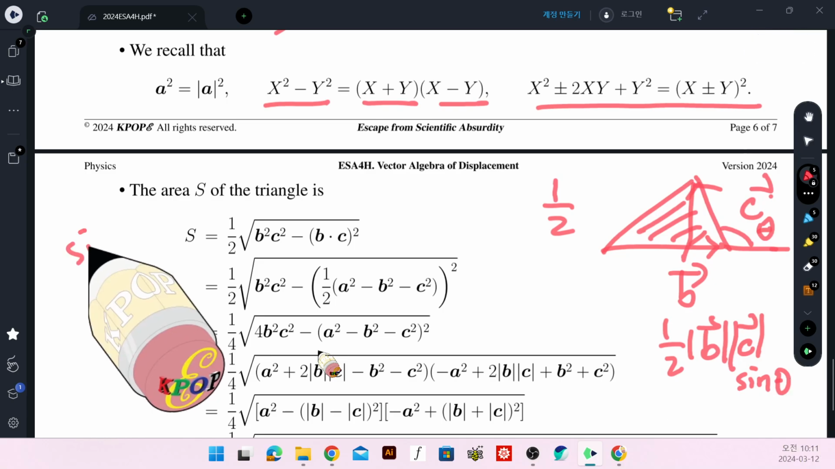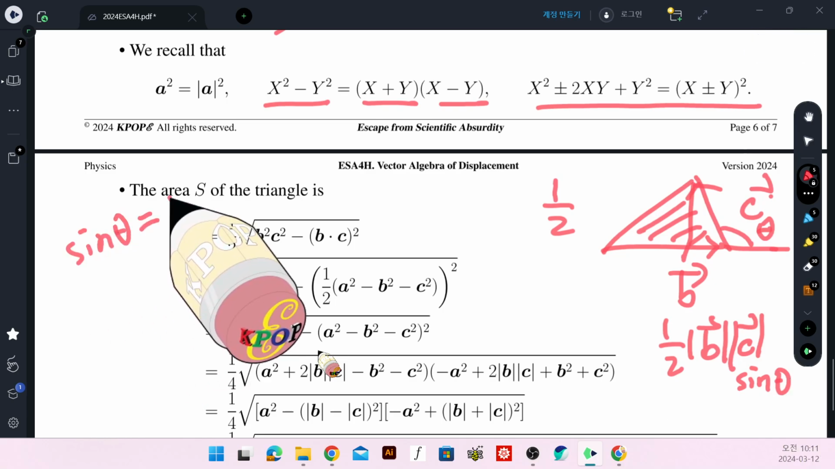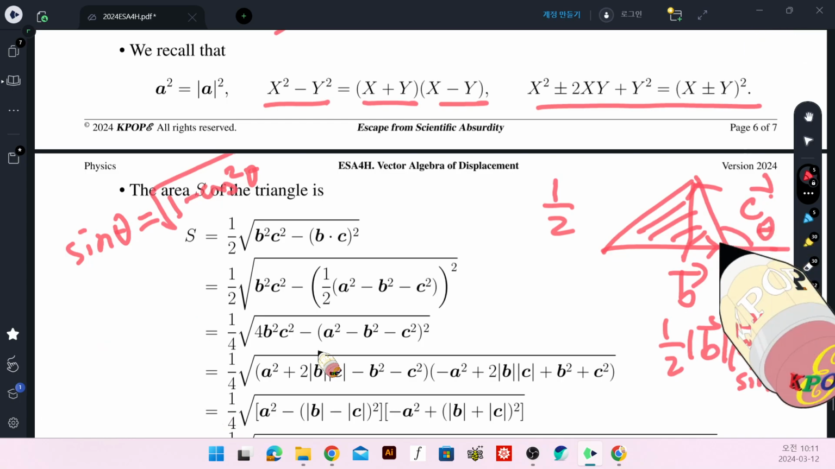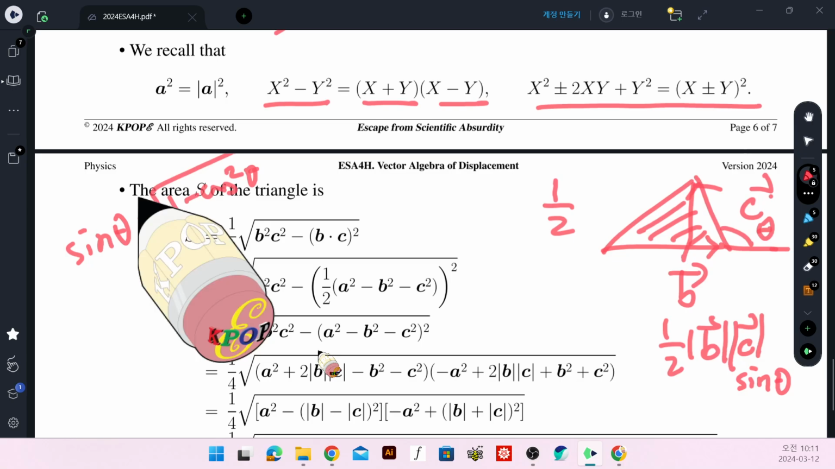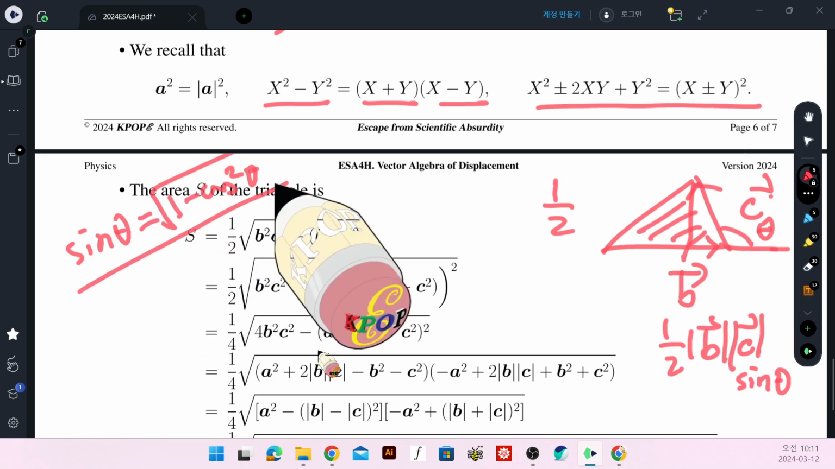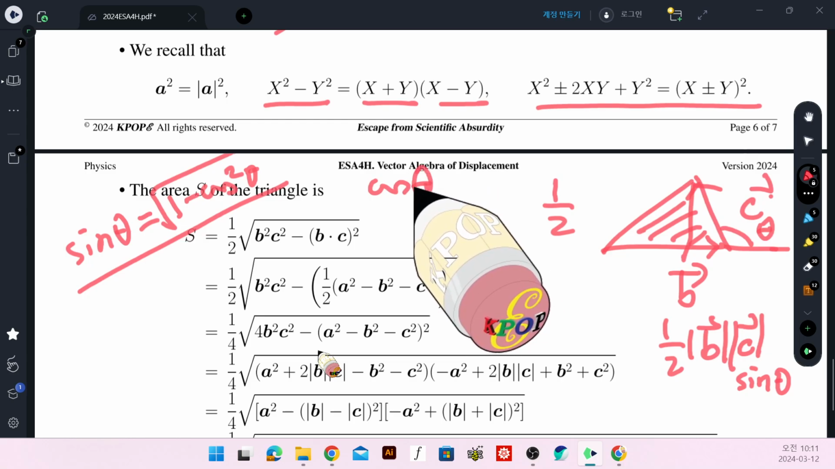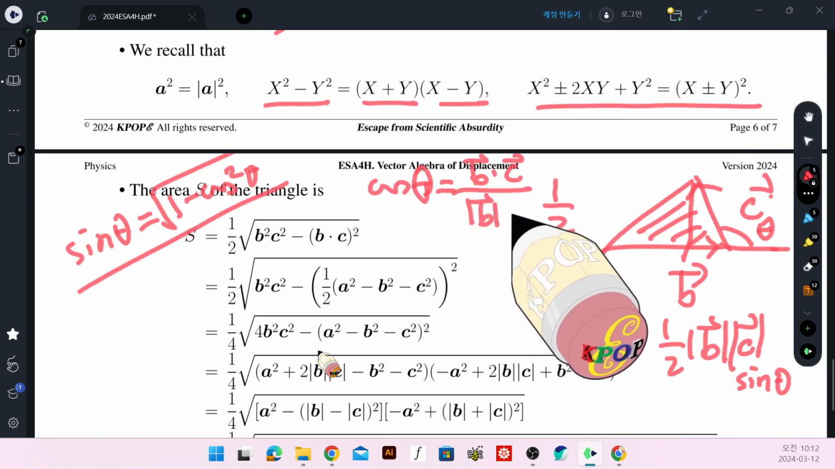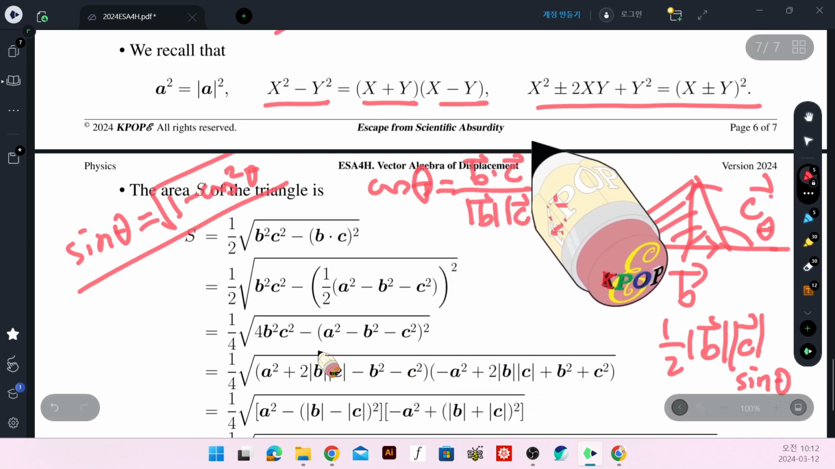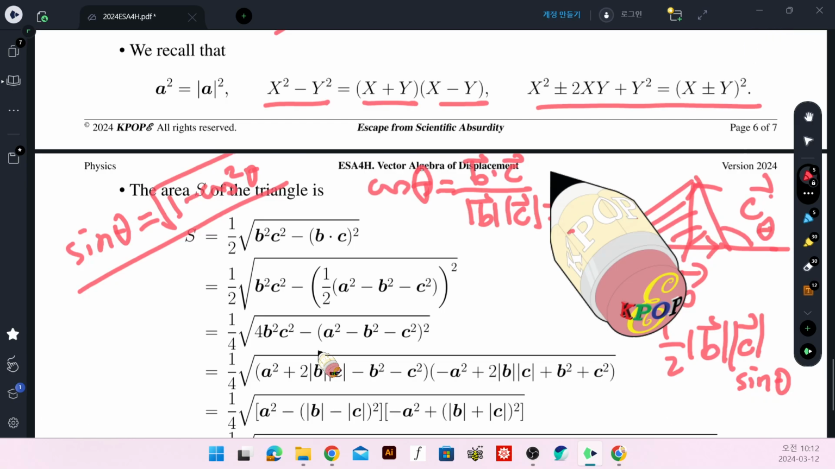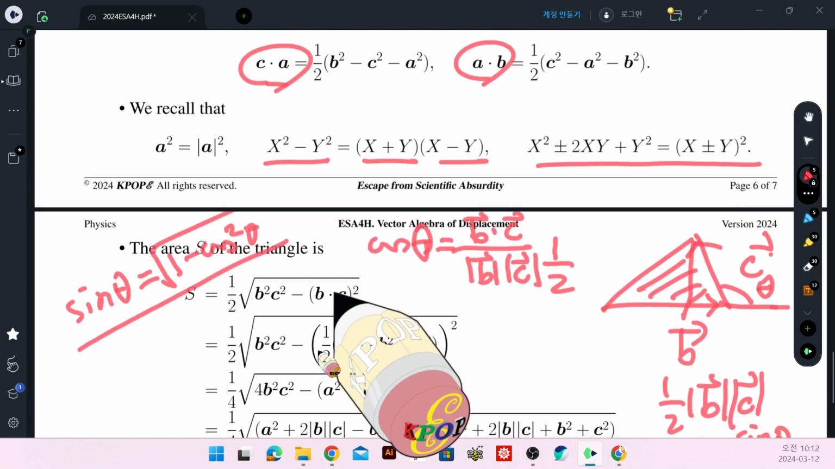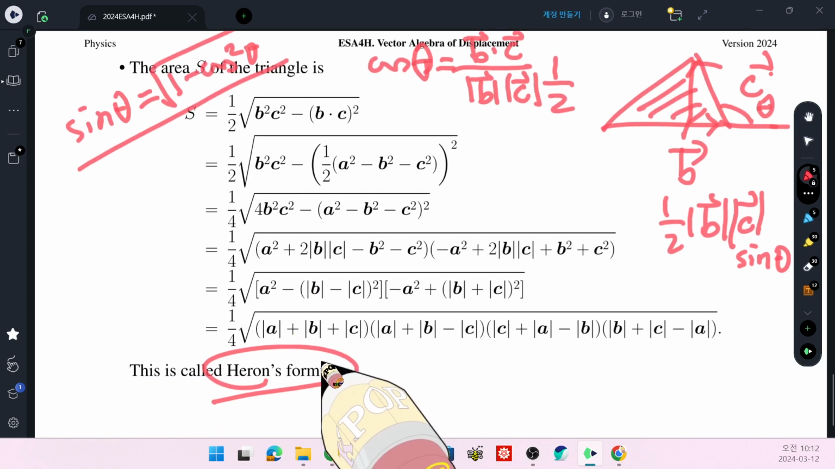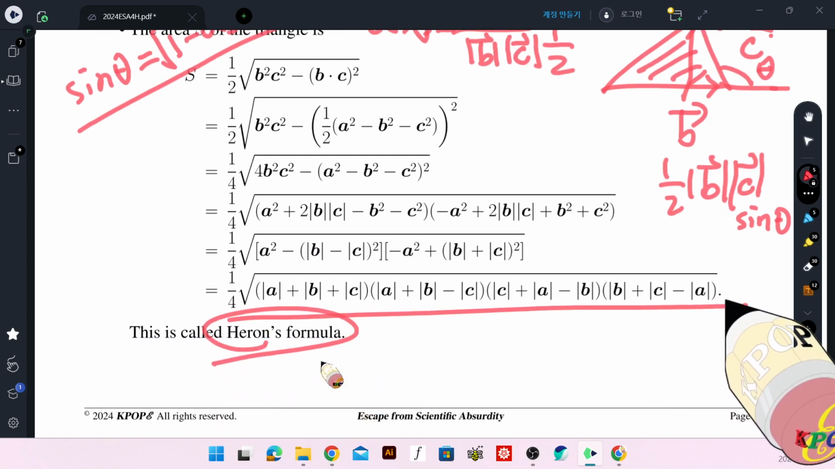But we know sine theta equals the square root of 1 minus cosine squared theta. Sine theta here is positive definite, so we do not have multiple signs in the solution. We know the cosine theta can always be expressed as B dot C divided by the magnitude of B and the magnitude of C because of the definition of the scalar product. If I substitute this, and then we can expand this. A little bit tedious, but it is straightforward to find Heron's formula.